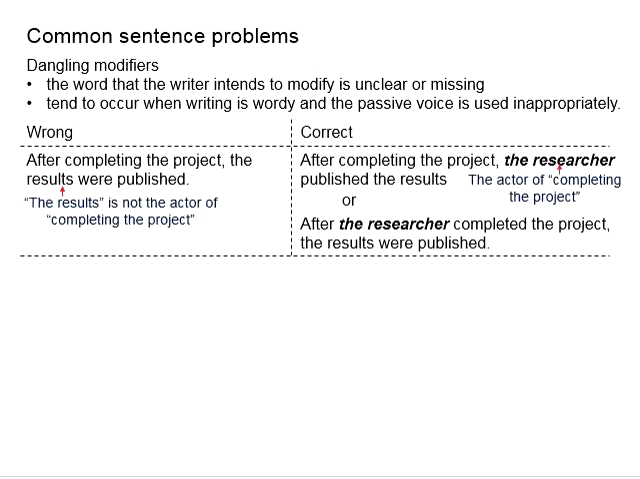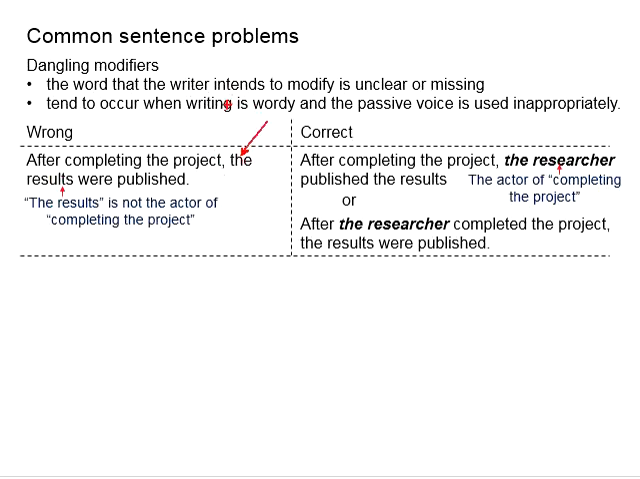After completing the project, the results were published. This kind of sentence seems to be quite common. Often we are not aware that it is a dangling modifier. If you look at the structure, after completing the project, that means someone is doing something, and this someone is often the actor in the sentence, which is the subject. And then after the comma, the results were published.